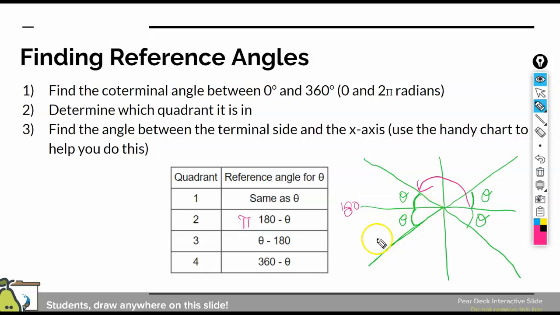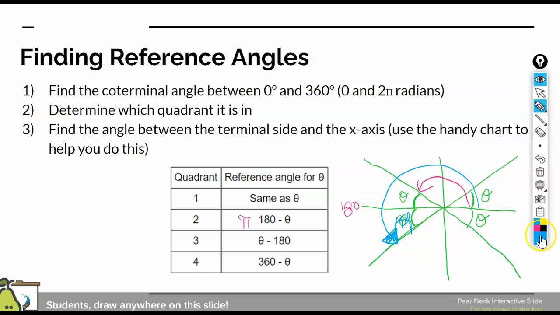Now, thinking about if you have a terminal side in the third quadrant, well, the reference angle is going to be what's left over after you take 180 away from it. It's that little piece that's hanging over the side here. So this time I would take the angle and subtract 180 from it to get its reference angle.